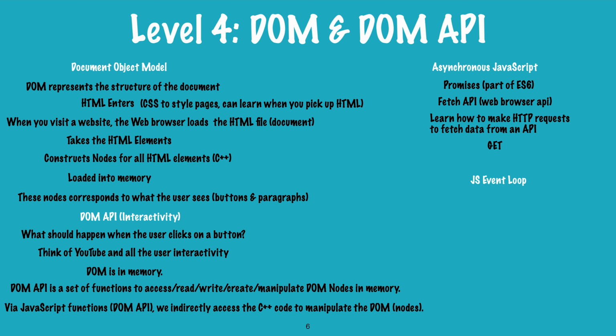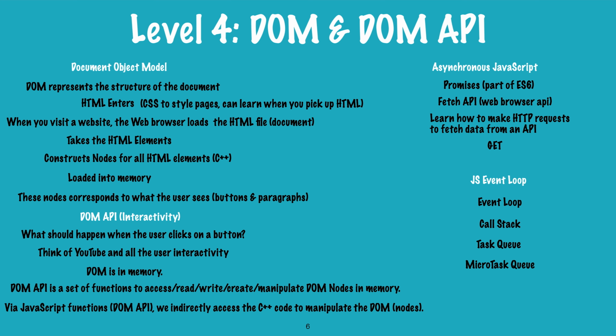Another very important topic that you need to learn about is the JS event loop. And the JS event loop is made up of the following things: the event loop itself, the call stack, the task queue, and the microtask queue. The microtask queue was introduced when ES6 was introduced, and it was specifically created to handle promises.